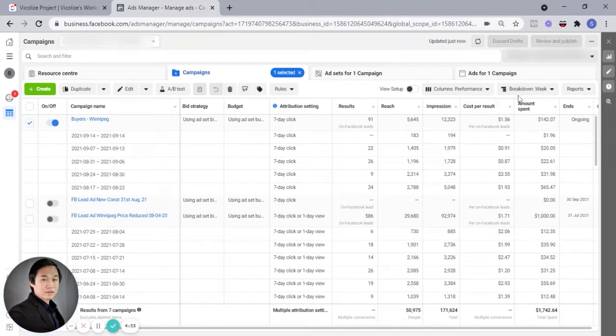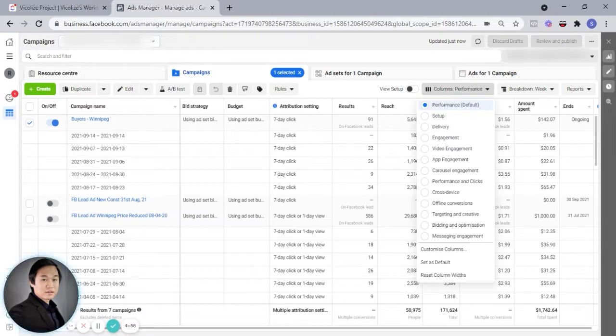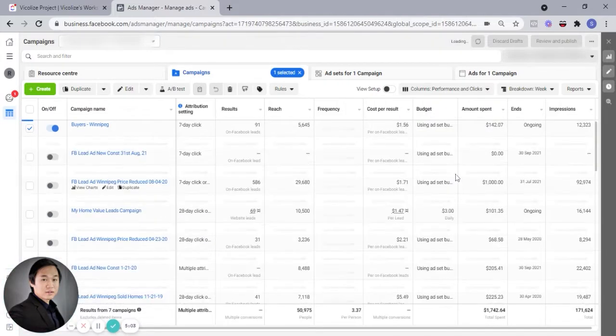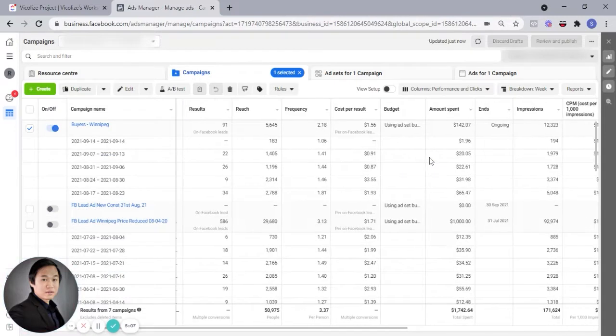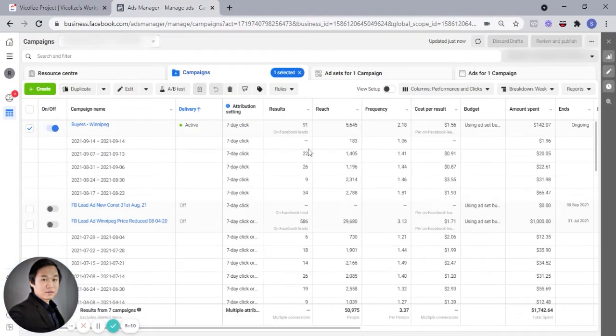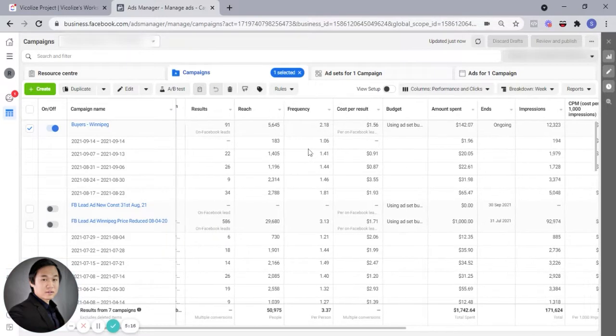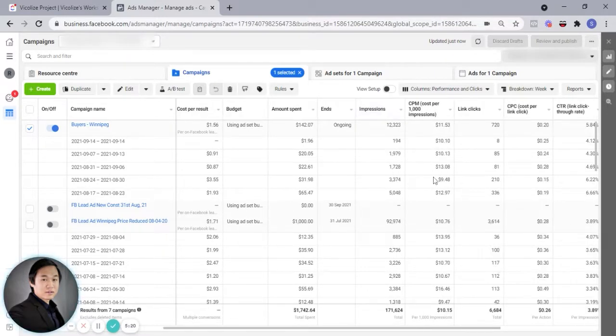Okay, so we can do the breakdowns on a weekly basis. Then you can click on columns, performance, and go to performance and clicks. So what it will show you, it will show you everything. So first of all, after cost per lead, when analyzing my ad campaigns, I go for the CPM, how much Facebook is costing us to show our ads to 1,000 people.